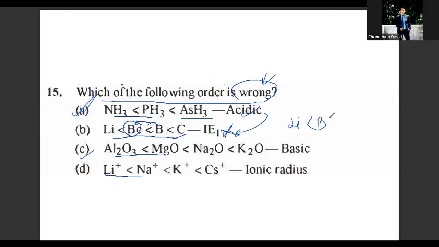it should be boron, okay? Because boron has a more stable configuration than carbon. So beryllium would be higher in ionization potential than boron because beryllium has a completely filled s configuration. So this particular sequencing is not correct. So for 15, the correct answer would be B.